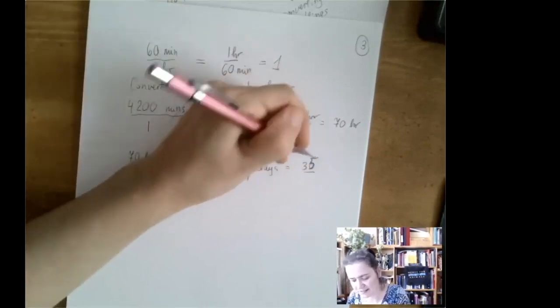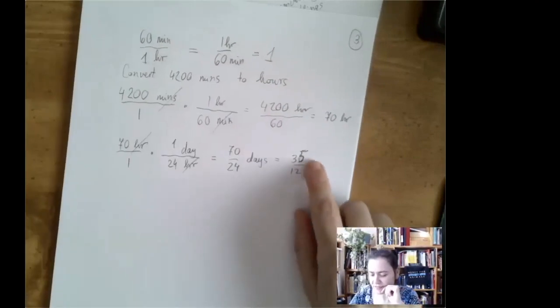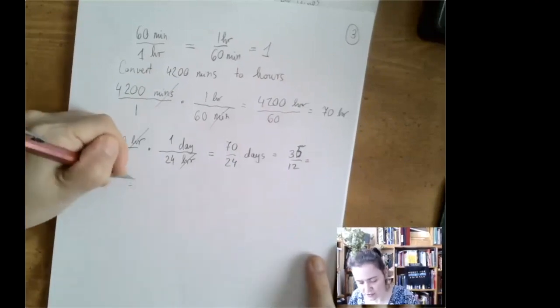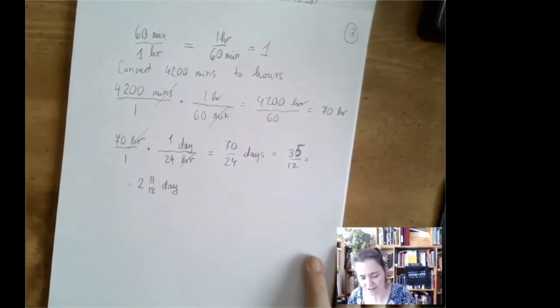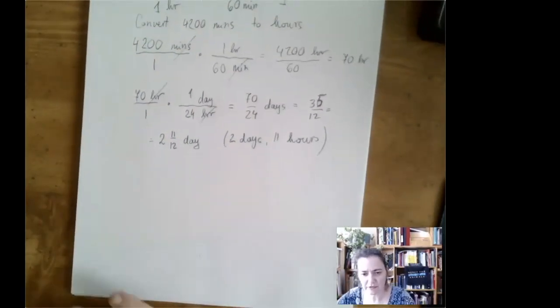35 over 12. See, it's almost 3. If this 35 would be 36, it would be 3 days. So it's almost 3 days. That's 2 days, 11 hours. So one advantage of these unit multipliers is that you can line them up.